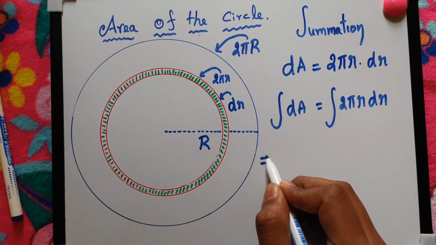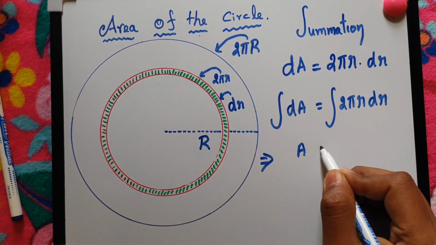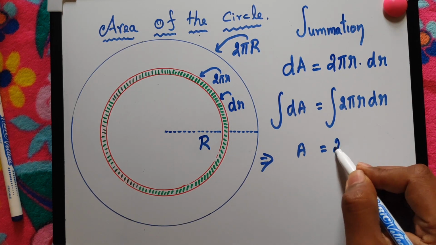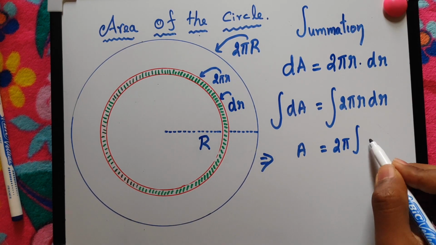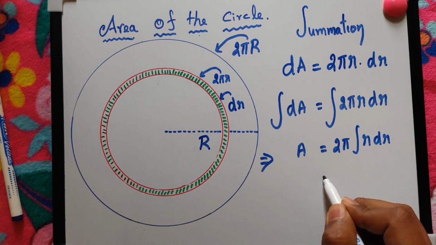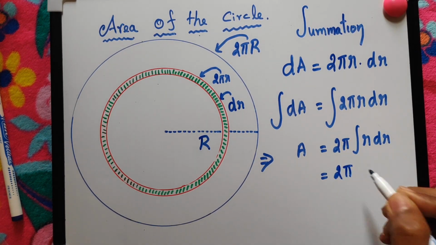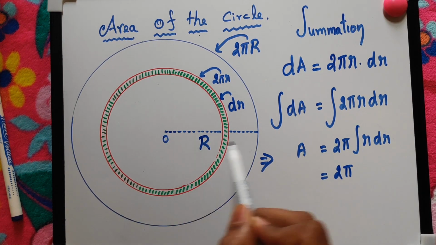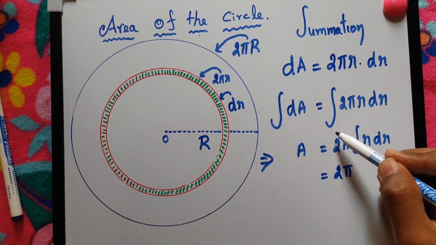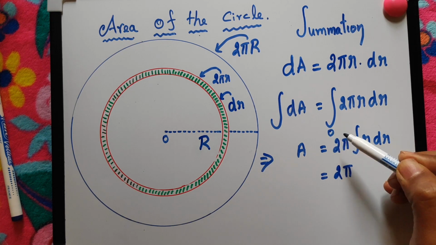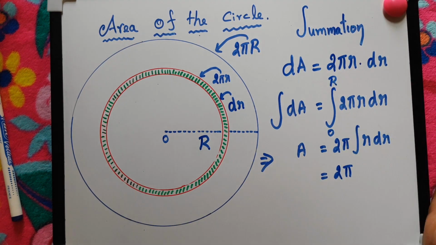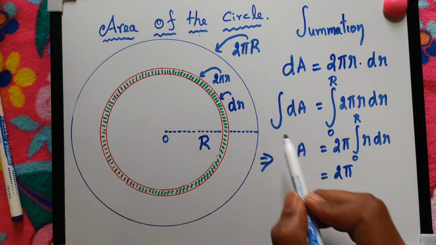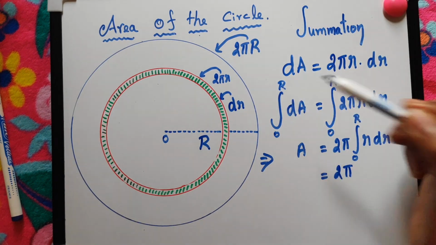If you do integration on both sides, on the left hand side you will get the area, and the 2 pi is a constant, we can take it out: 2 pi integration r dr. But we forgot to mention the limits. We have to add from 0 to r, which is the integration 0 to r. We add everywhere 0 to r, the left hand side as well.